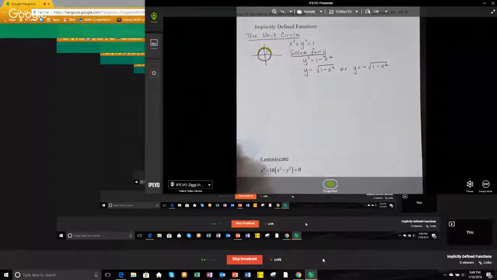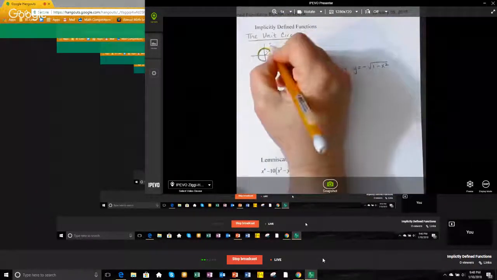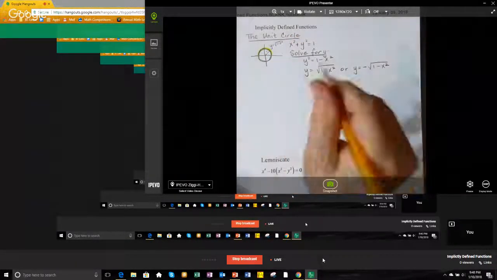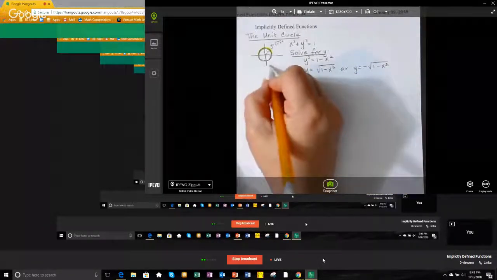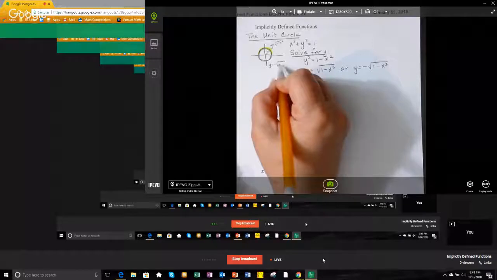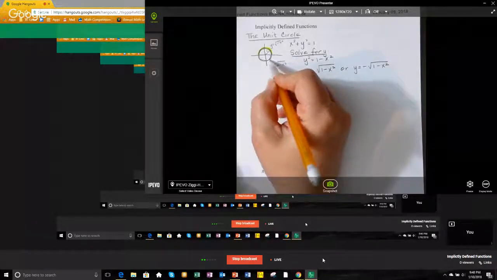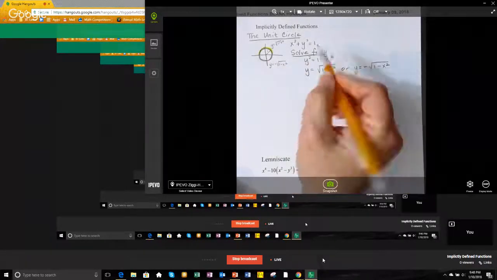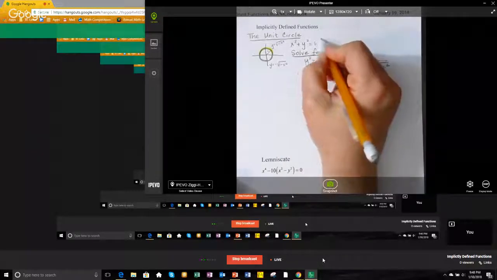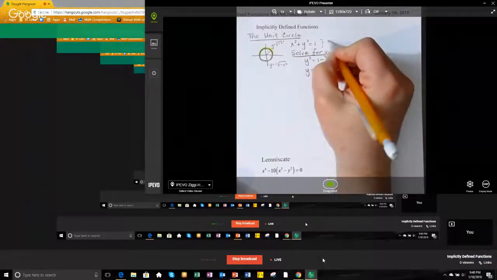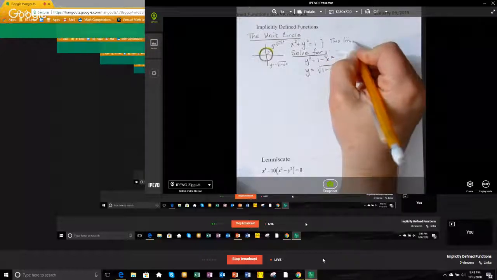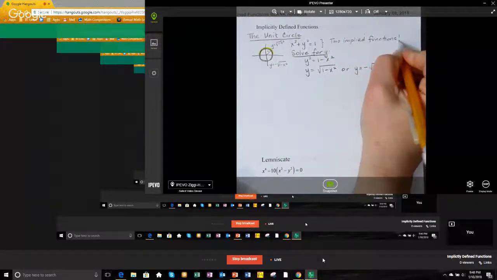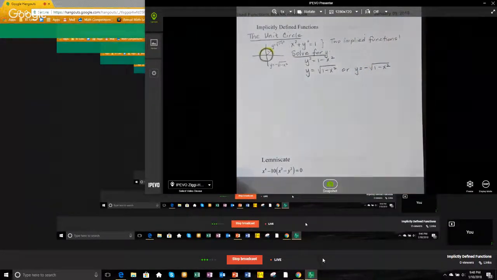And the upper half of the unit circle, if you consider it all by itself, y equals the square root of 1 minus x squared, is a function. And then the bottom half of the unit circle, y equals negative square root of 1 minus x squared, is in and of itself a function, and it passes the vertical line test. So inside this equation, x squared plus y squared equals 1, are two implied functions, just waiting to be found. Now, don't take just my word for it.